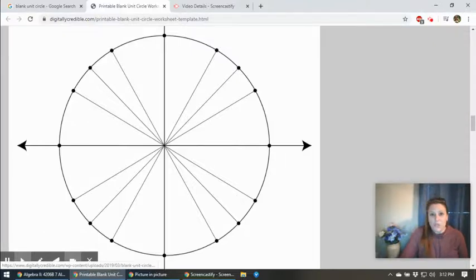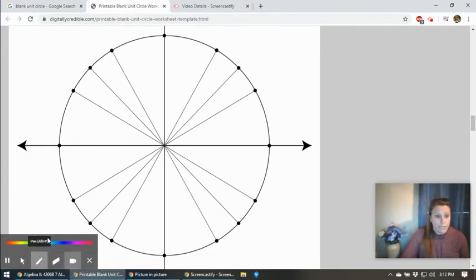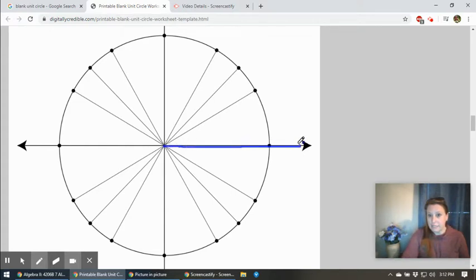Just wanted to talk to you about how to fill in the radians on your unit circle. So let's get started. Remember, our angles in standard position always start here from the positive x-axis. And in radians, we start here with 0 radians. And then if we go all the way around the circle, we will have 2 pi radians.